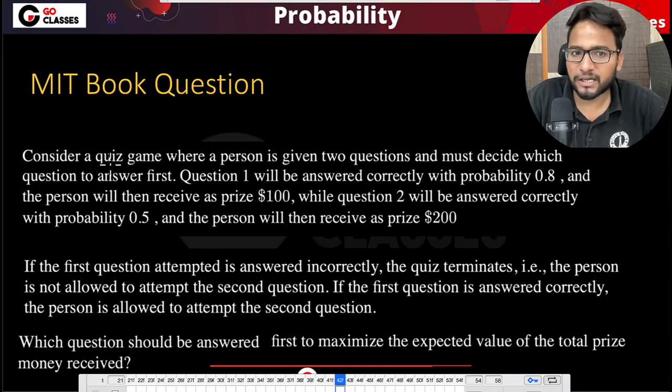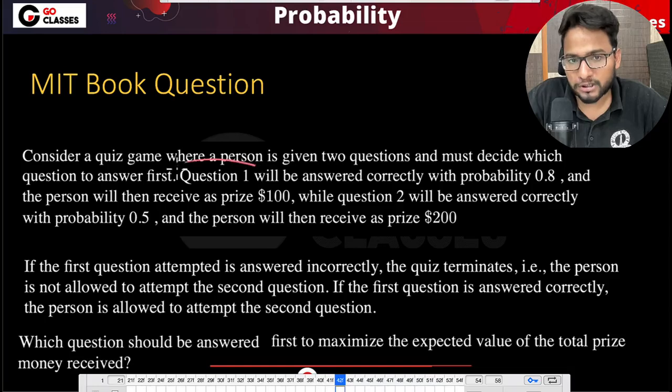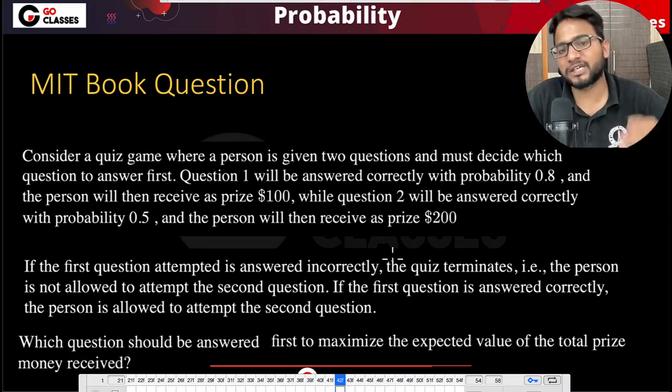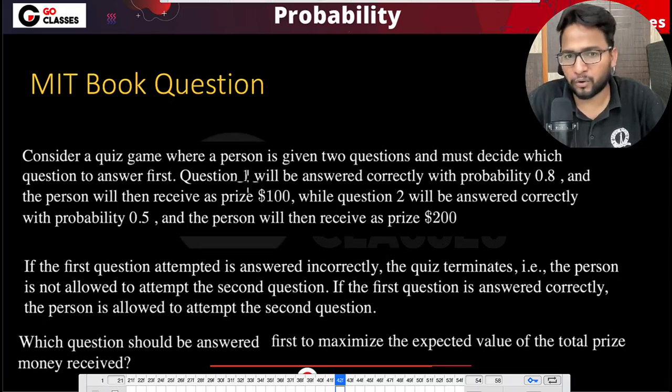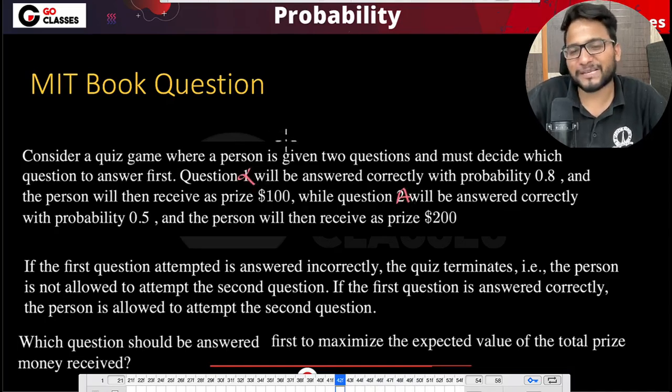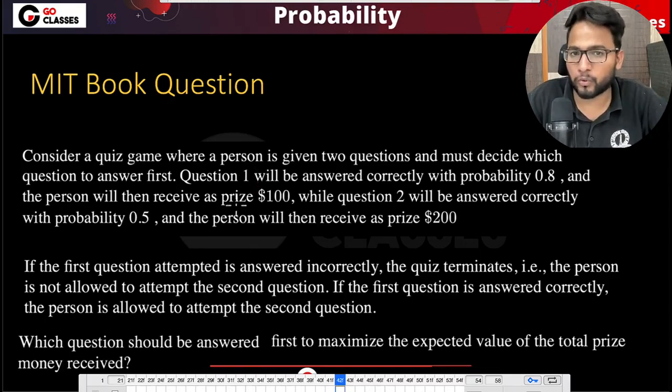They're saying that consider a quiz where a person is given two questions. Okay, in a quiz there are two questions and the person must decide which question to answer first. I mean, there are two questions, question number 1 and question number 2, and these are not in any particular order. That order has to be determined. If this 1 or 2 is confusing you, I can say A and B, or X and Y, or maybe alpha and beta. These two questions are not in any order, and you have to determine in which order to do them.